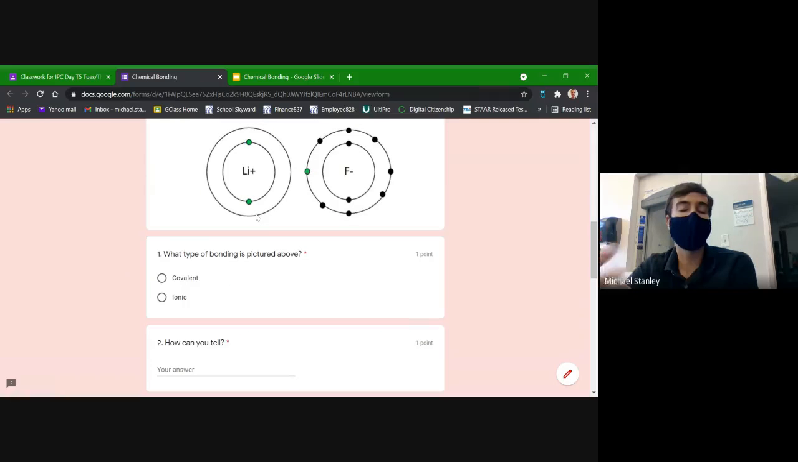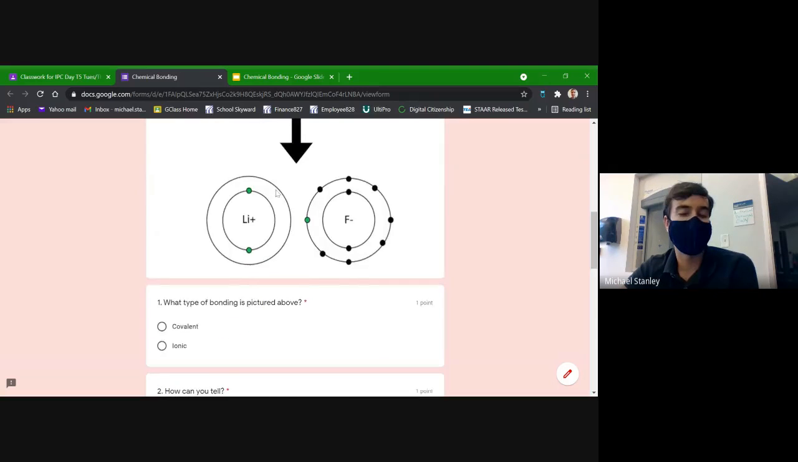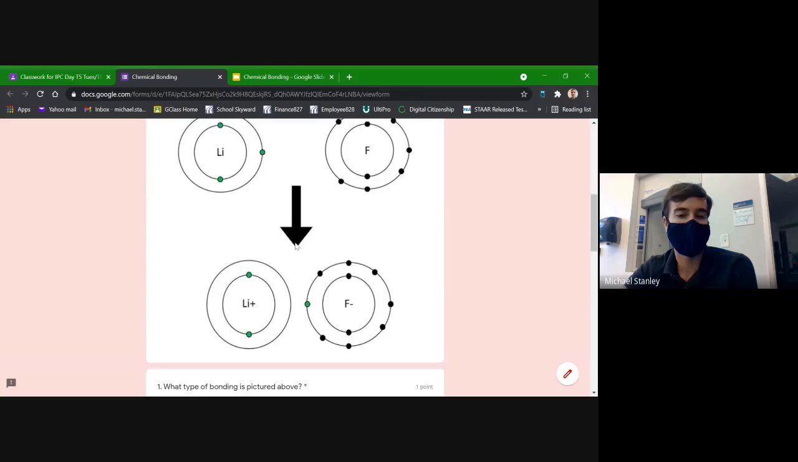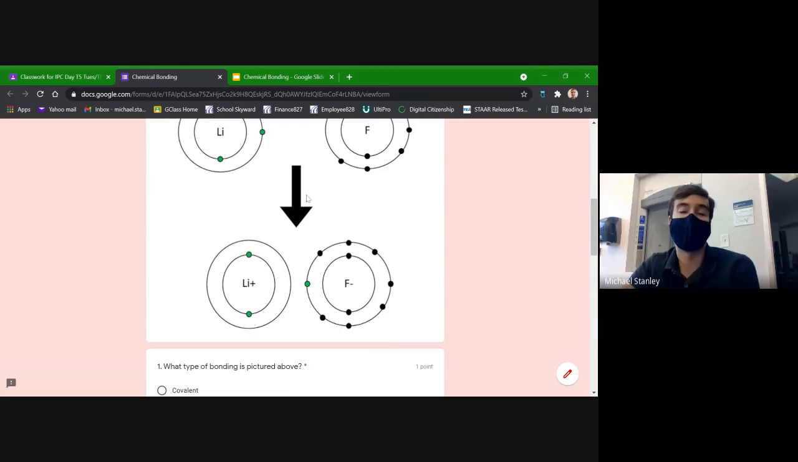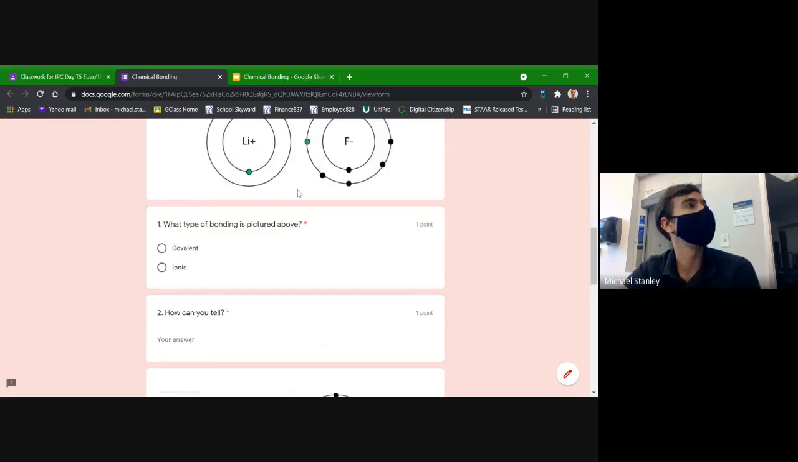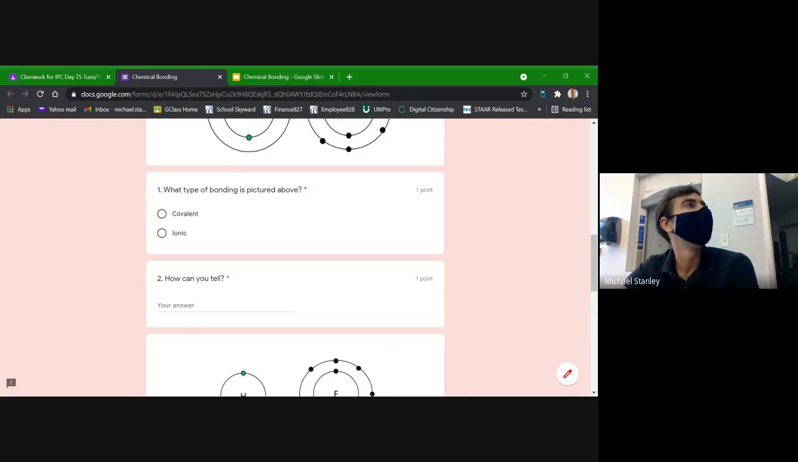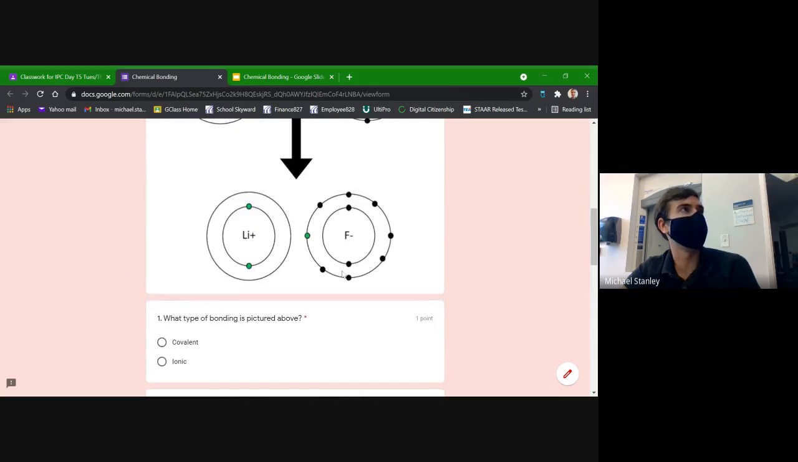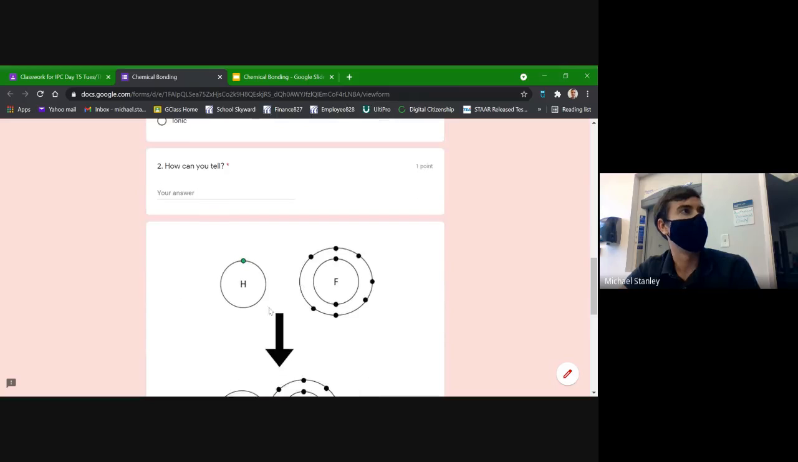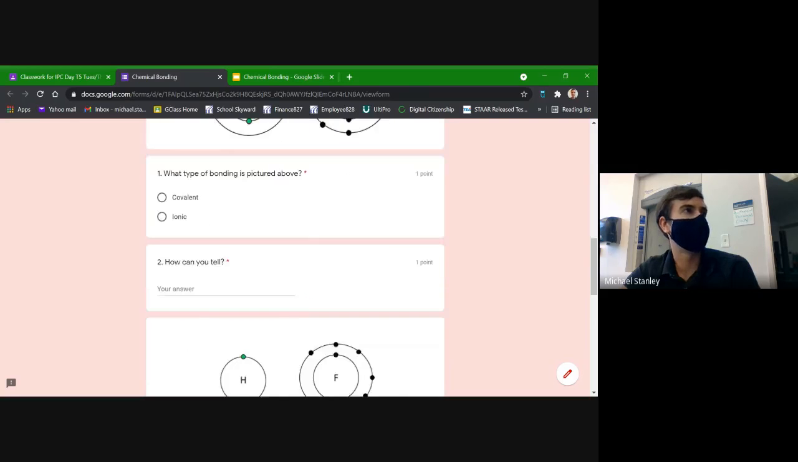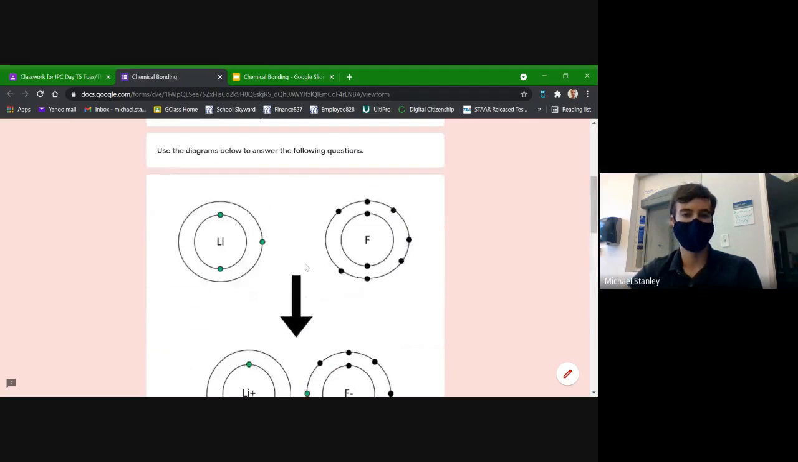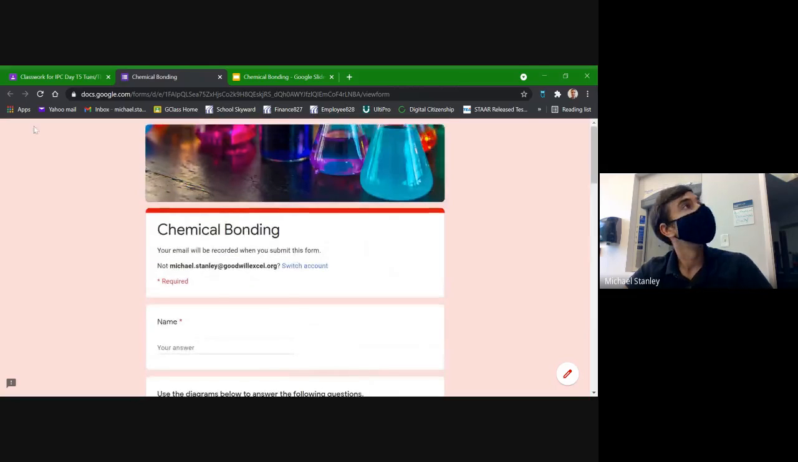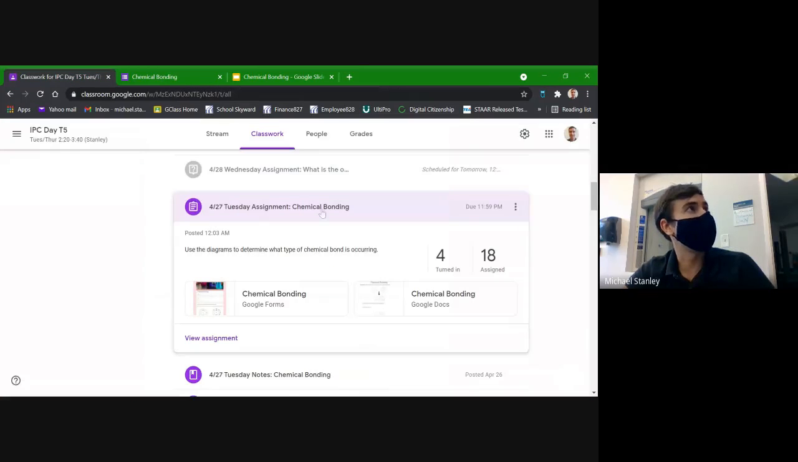All I want you guys to do is tell me what kind of bond is in the diagram that is shown, and how can you tell? What is it about this diagram that tells you it is a covalent or an ionic bond? Just a quick, short answer, like 5 to 10 words, one sentence, about what makes one of these an ionic bond and what makes one of these a covalent bond. So pretty straightforward one for today.